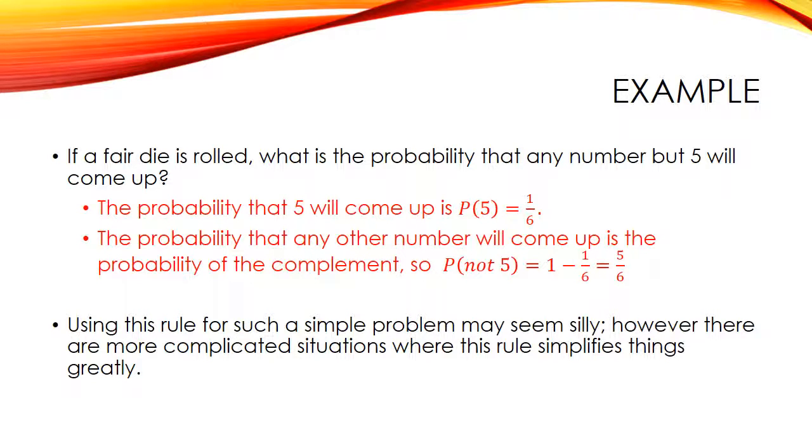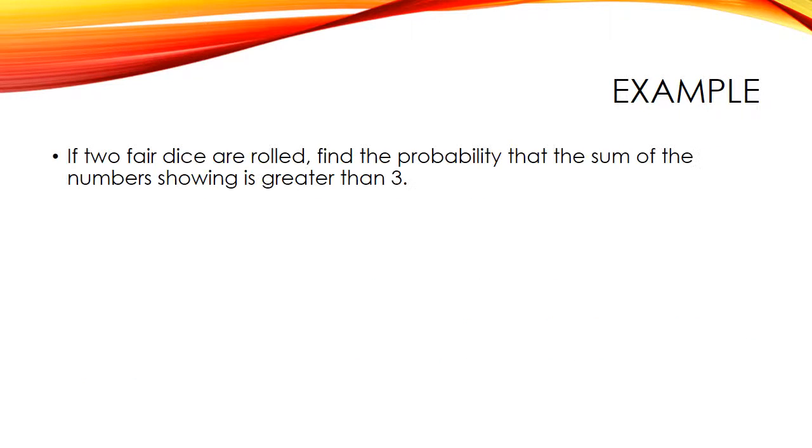Now you may be thinking, well, it's kind of silly to use that rule for this particular problem, because it's pretty easy to figure out that any number but 5 only leaves 5 other numbers, 5 out of 6. But we're trying this out on a very simple problem. This can help us on more complicated problems and make things a lot easier. In fact, here's another problem where it's a little easier to use this rule. This time we're going to roll 2 fair dice and find the probability that the sum of the numbers showing on the dice is greater than 3. Now, pause the recording, see if you can work this out, and then resume to check your answer.